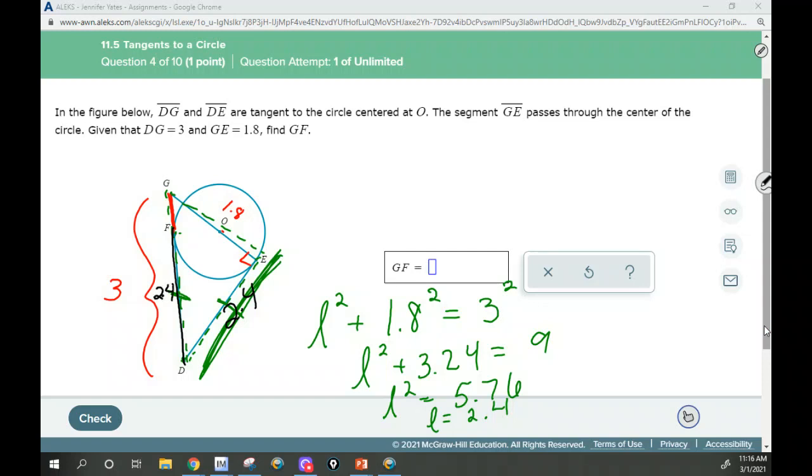Oh, and then you subtract that from 3. Now I want to know that guy. If the whole thing is 6 and this part is 2.4, then this one is 0.6.